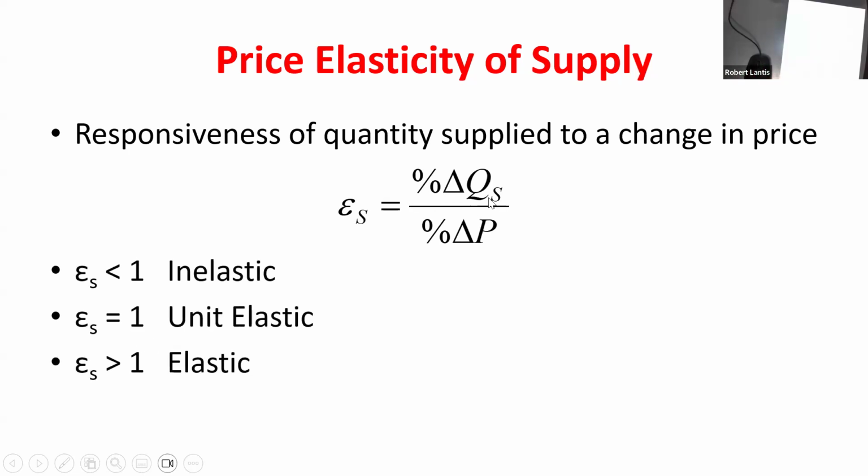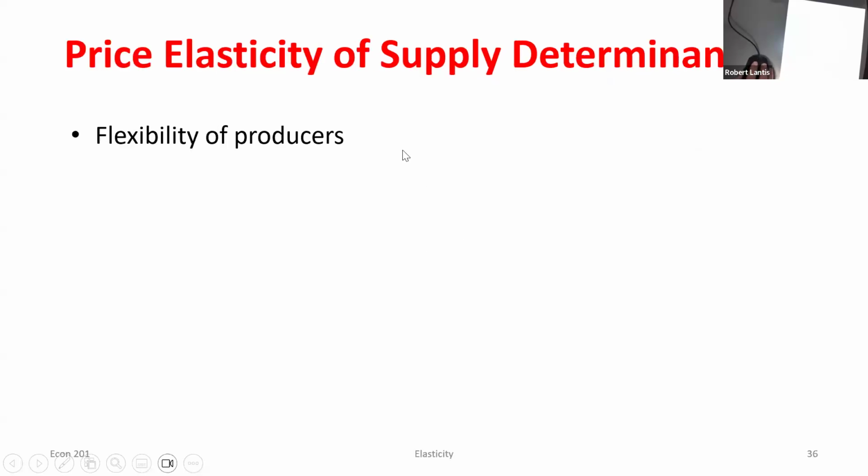I don't even have to take the absolute value because we know the relationship between price and quantity supplied. We have an upward sloping supply curve, so it will always be positive. So it makes it almost a little bit easier when we're looking at the price elasticity of supply. We don't have to worry about that negative sign. So everything would apply the exact same way.